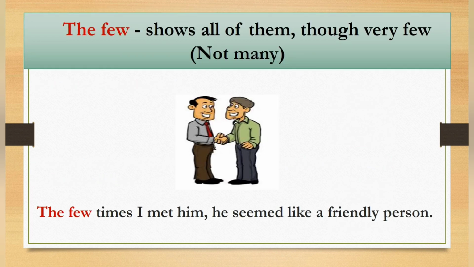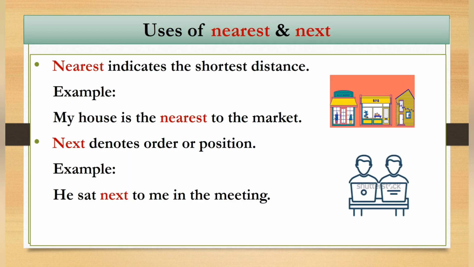Now let's see how the few is used. The few refers to not many but whatever there is. For example, the few times I met him, he seemed like a friendly person. This means that I did not meet the person many times, but whenever I did, he seemed to me like a friendly person.